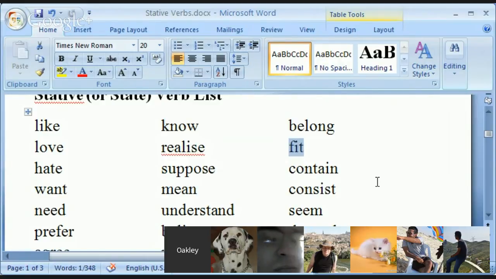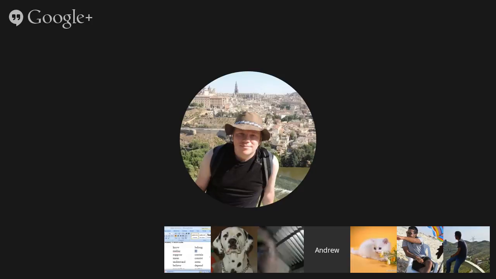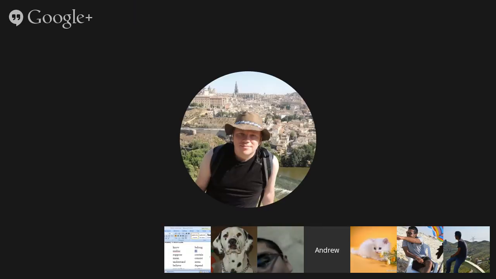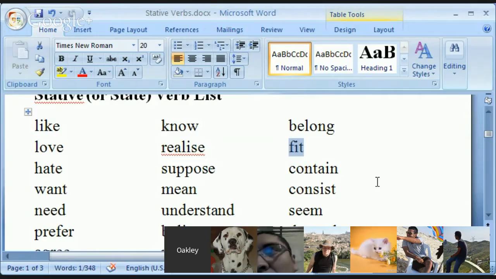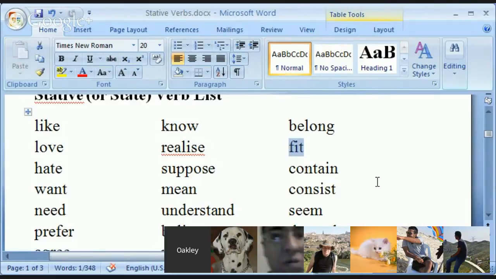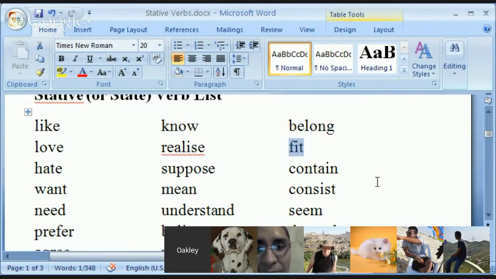Andrew, how about fit? I think this verb is stative and can't be used as a dynamic. It can be used. How? Can you give me an example? I agree with you, by the way. Actually, it doesn't make any sense if I am fitting. What does it mean? I am fitting. Yeah, that doesn't really make sense. But fit can sometimes mean go into something.